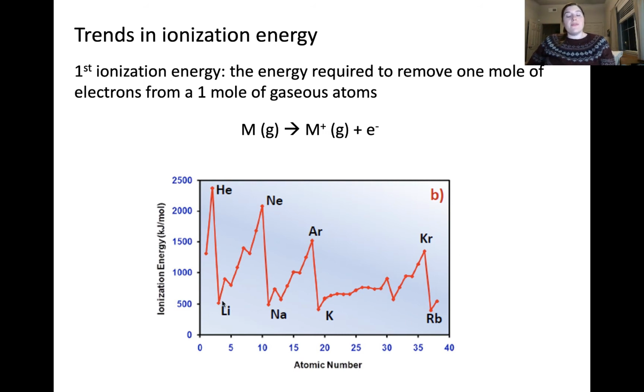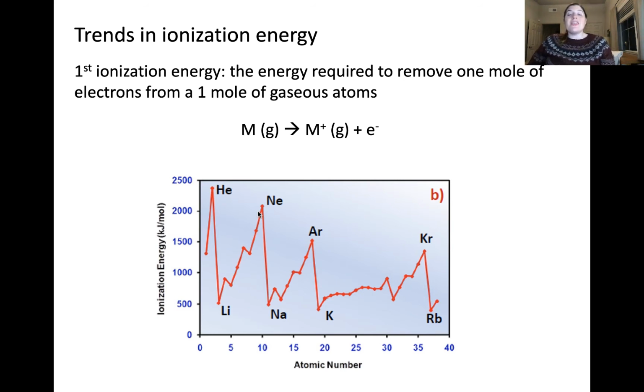We can also observe some general trends. As we move from the alkali metal to the noble gas, so moving from left to right, from lithium to neon, we can observe a general increase in first ionization energy, meaning it requires more and more energy to remove a mole of electrons from a mole of gaseous atoms for species that are closer, as in further to the right on the periodic table.